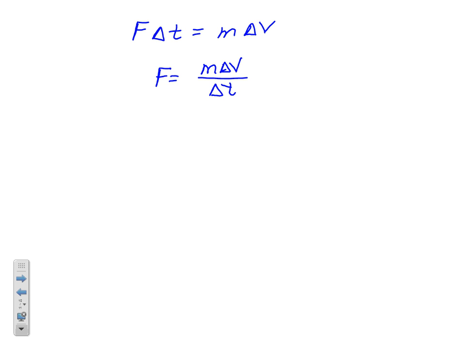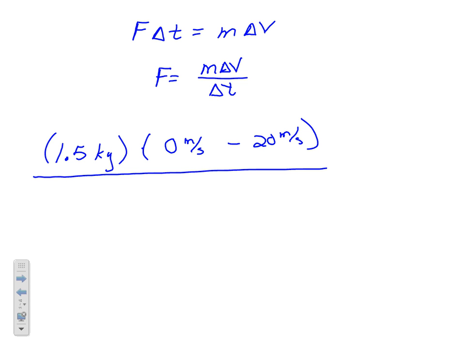So once again, I'm going to write my equation. Rearrange, you have F equals change in momentum divided by your change in time. Your mass, the water was 1.5 kilograms in a second, times it came to a stop when it hit the car, and it started at 20 meters per second, divided by the time period was 1 second.